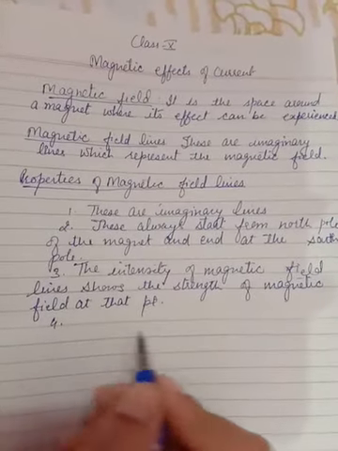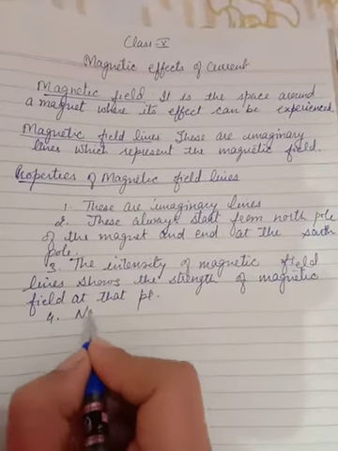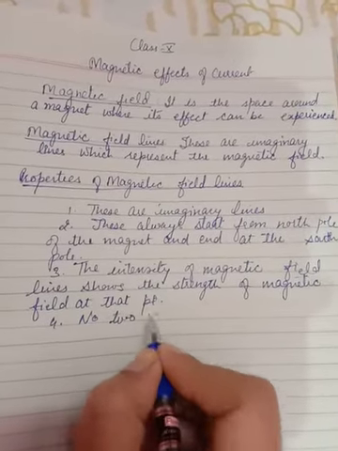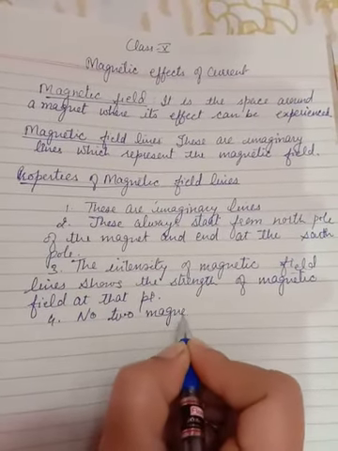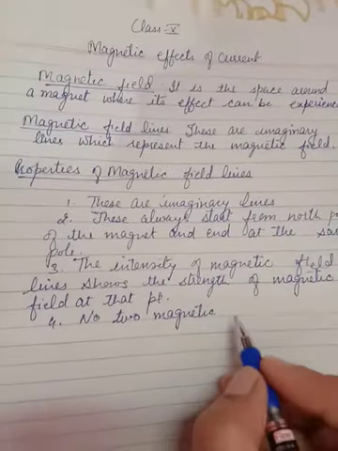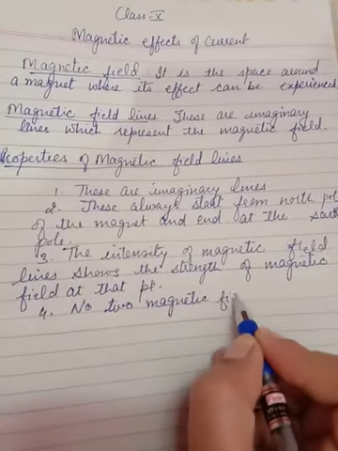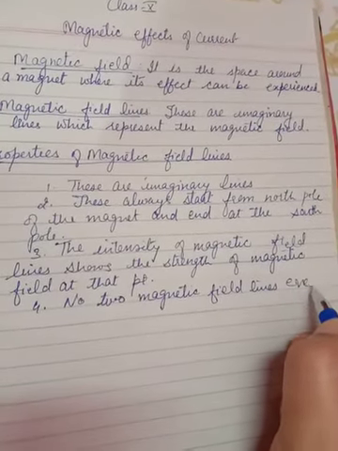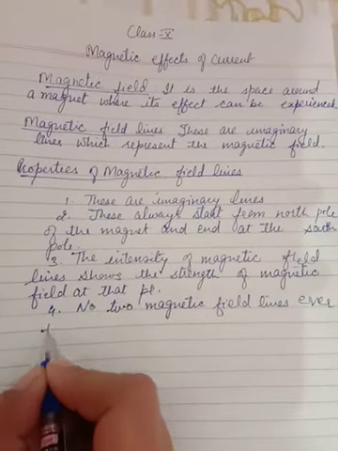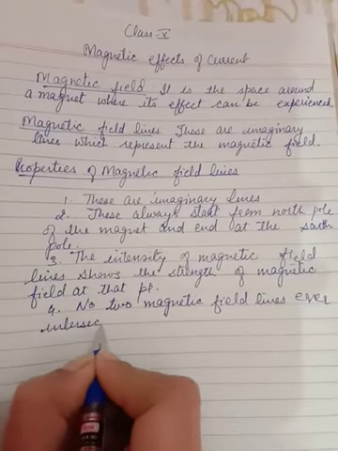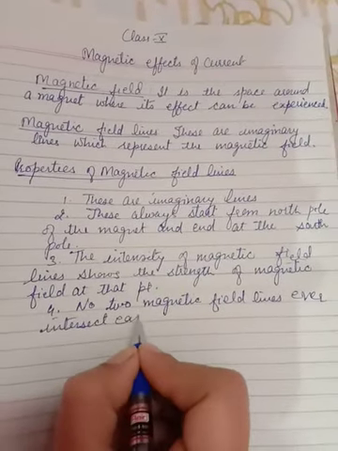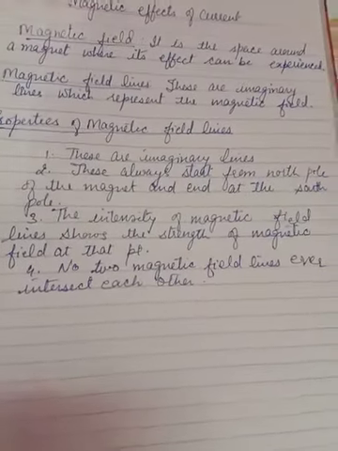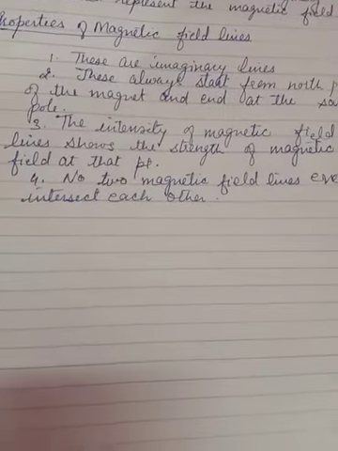Okay, and the fourth one is no two magnetic field lines ever intersect each other. Two magnetic field lines never intersect each other.